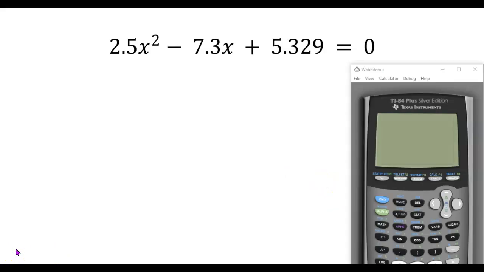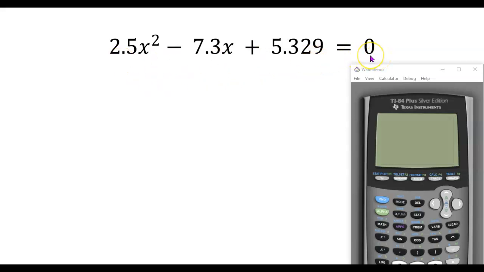Okay, let's try one last example, and on this one I am going to use a calculator because the numbers are kind of complicated. They have decimals. And so this is the equation 2.5x squared minus 7.3x plus 5.329 equals 0. But just like any other quadratic equation, I can use the quadratic formula.